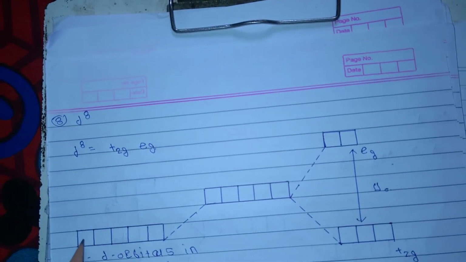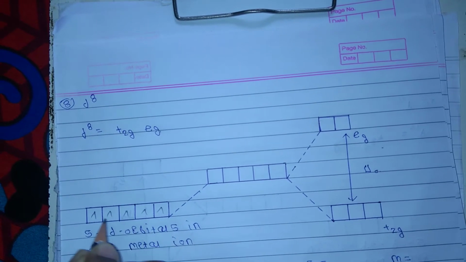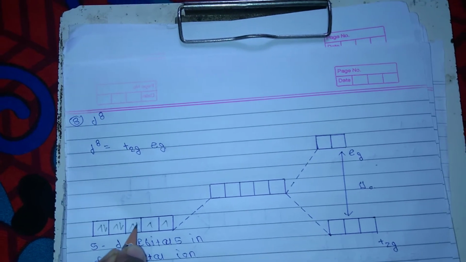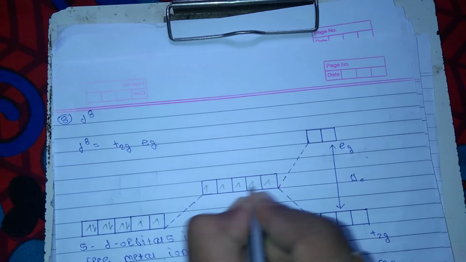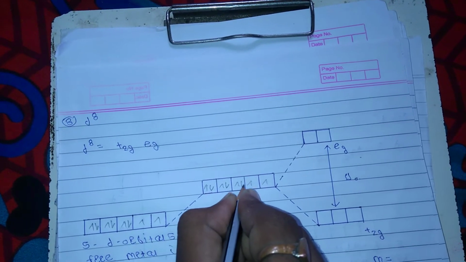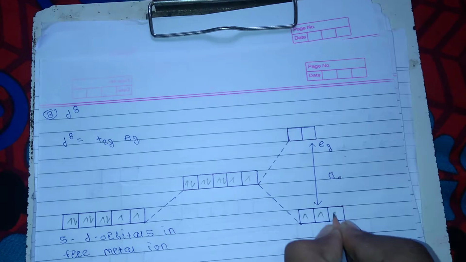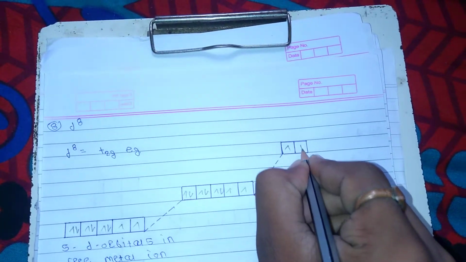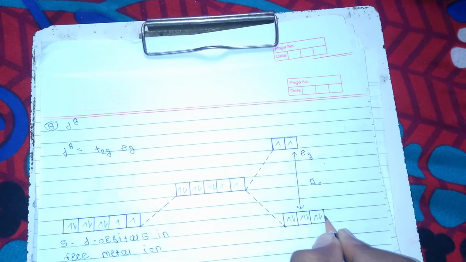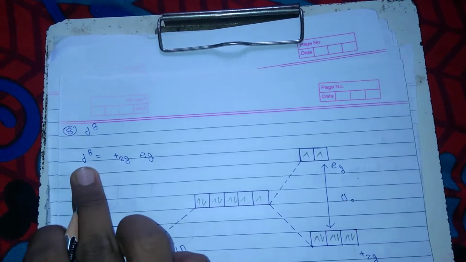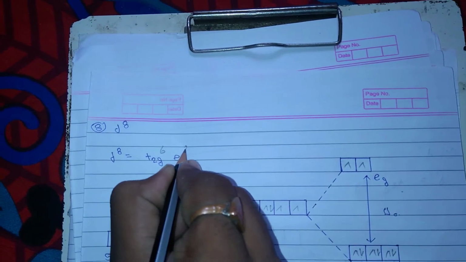In D8, there are 8 electrons, 1, 2, 3, 4, 5, 6, 7, 8. The first 3 electrons go in the T2G set, 1, 2, 3. The 4th and 5th go in EG, and 6, 7 and 8 go in the T2G set. Then D8 is equal to T2G 6 and EG 2.